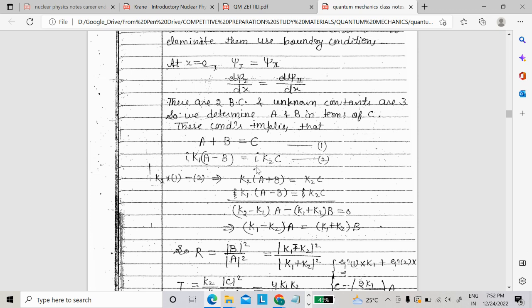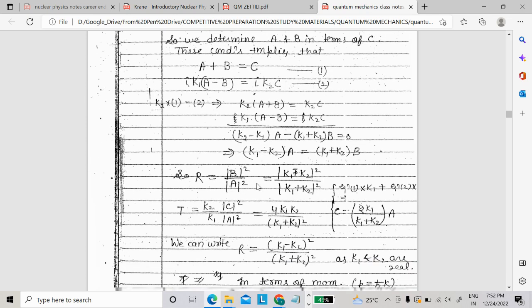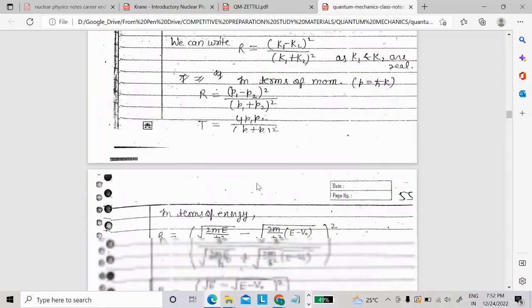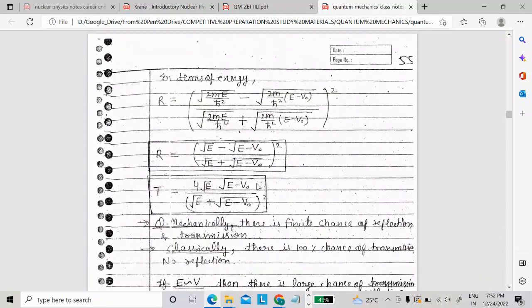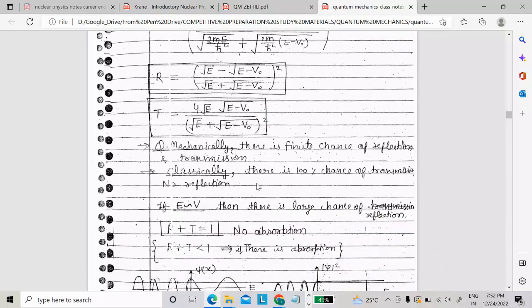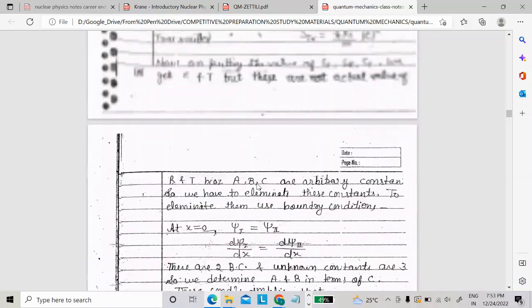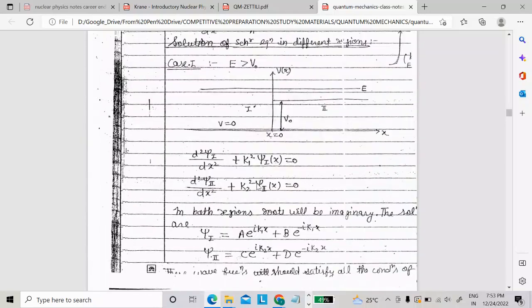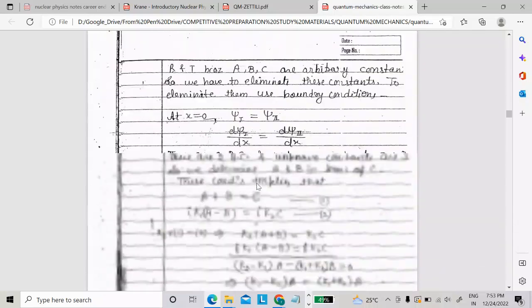So what do you exactly want? Yes, yes, wave function. Yes, wave function.